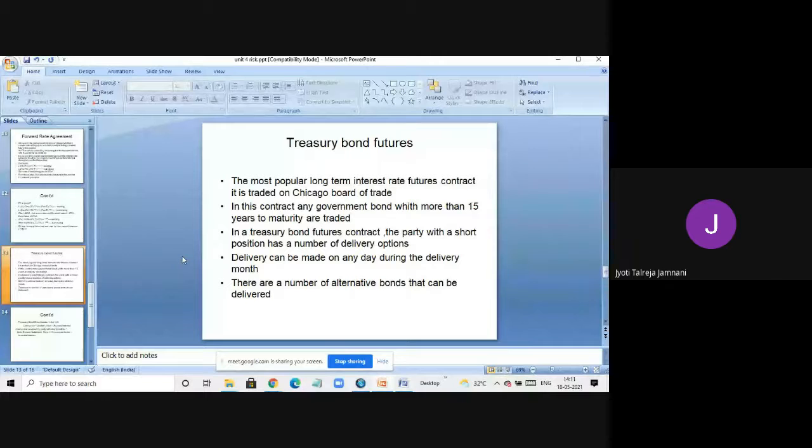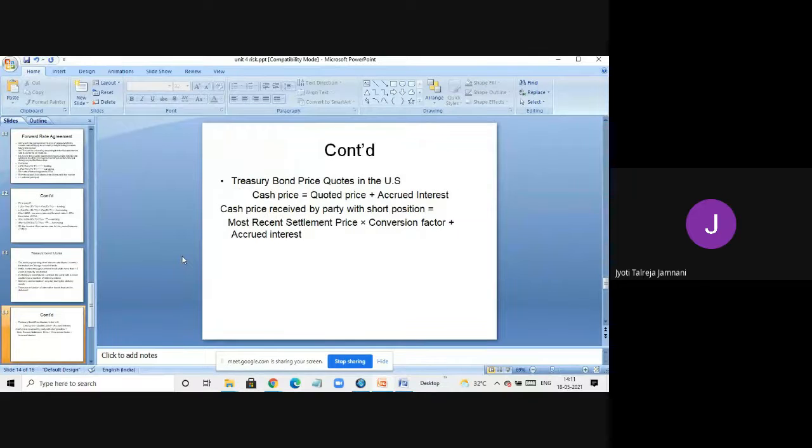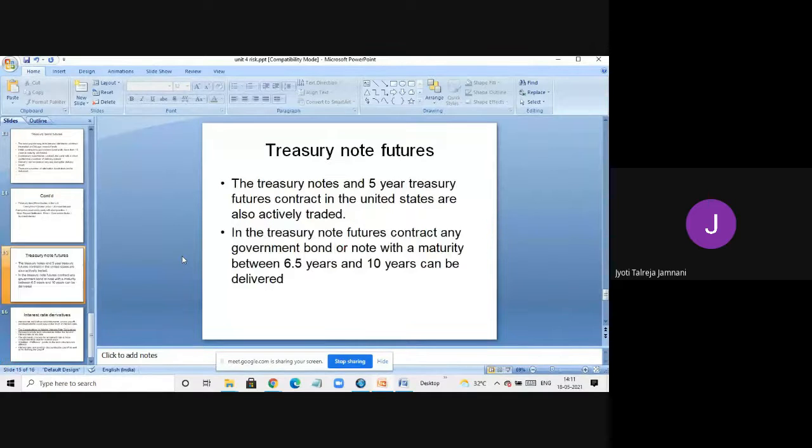So you're basically trading the bonds in the futures market. Instead of shares, index or bonds are traded. Treasury bond price quotes in the US, how they are calculated: cash price is equal to quoted price plus accrued interest. This is not very important. I'll not get into this. We'll skip this part because you're not going to have it for the exam, and there are no sums on this, and it's a bit confusing. So we'll skip this part as of now.